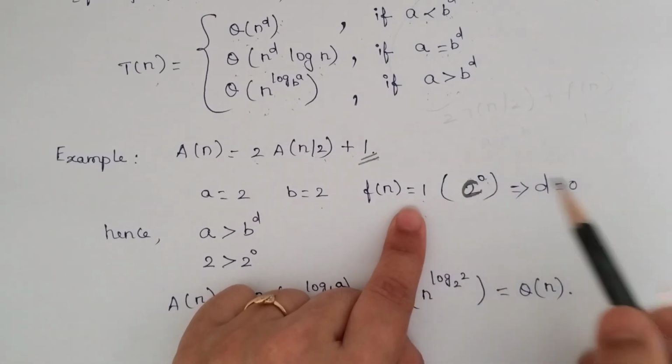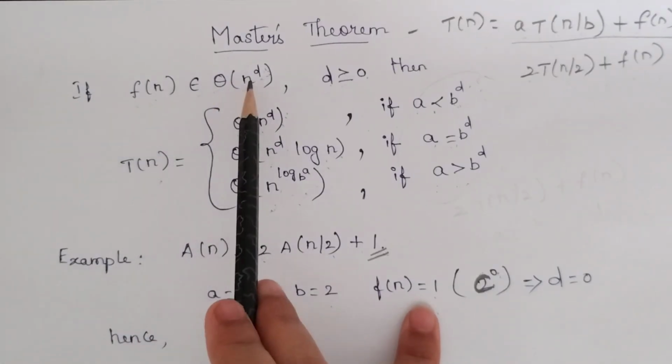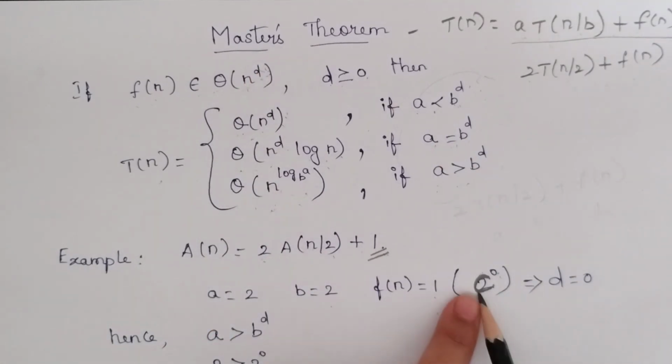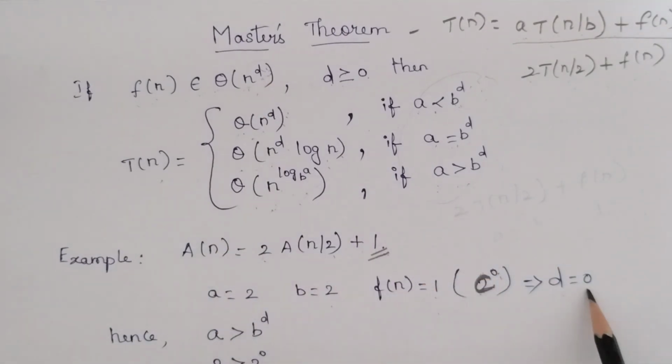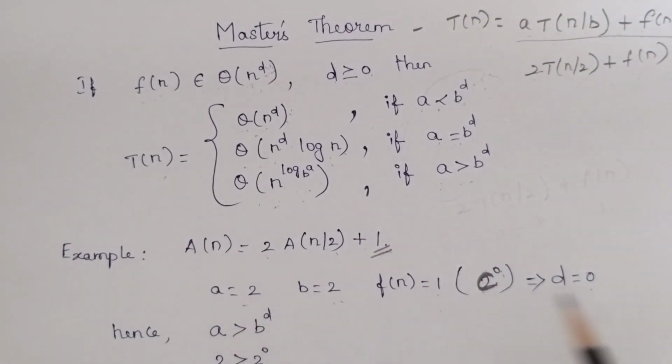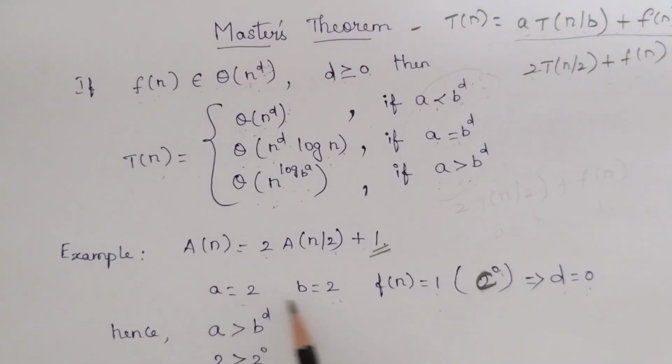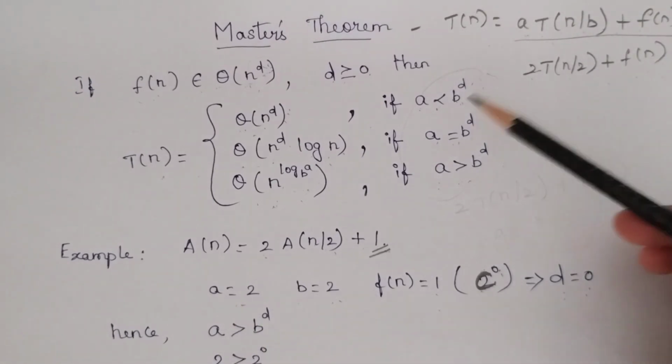Now what is the value of d? This is the format for f of n, that is n power d. Here I have taken the n value as c, and what is the power? That is 0. Now this power is considered as the d value. So what is the value of d? That is 0. We know the value of a, we know the value of b, and we know the value of d. By using these values, we can find which case it comes under.